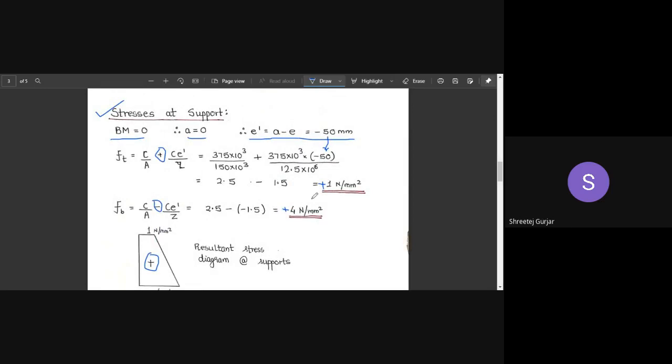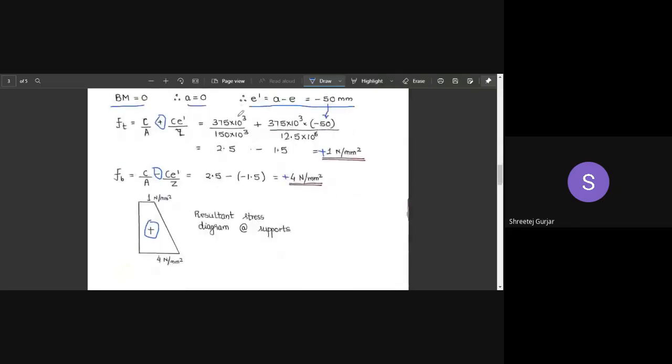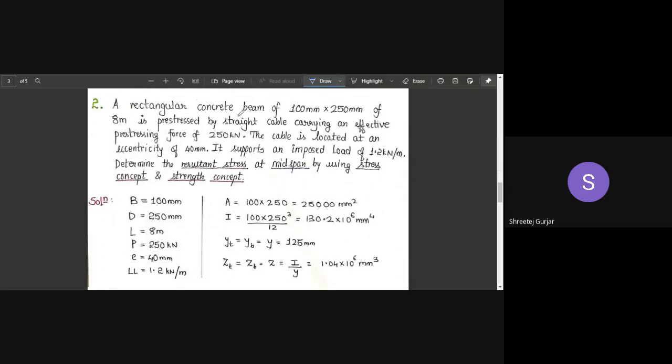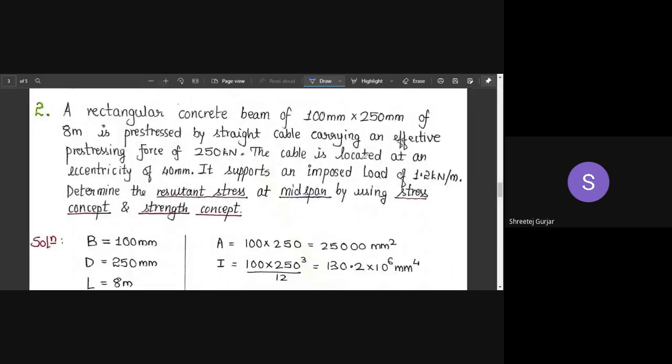Very easy. So whenever they ask you to calculate at supports, bending moment is zero. Remember, because it is a simply supported beam. So I hope this is clear. Moving on to your next thing. Can anyone just read out the problem statement for me? Can anyone please read out the problem statement for me?